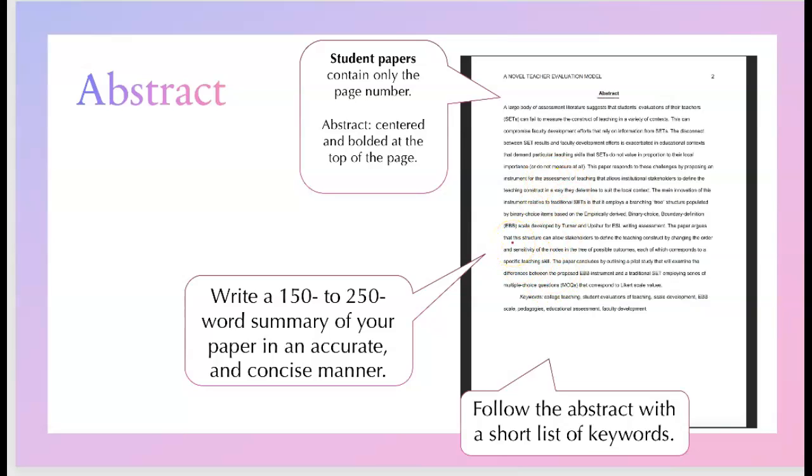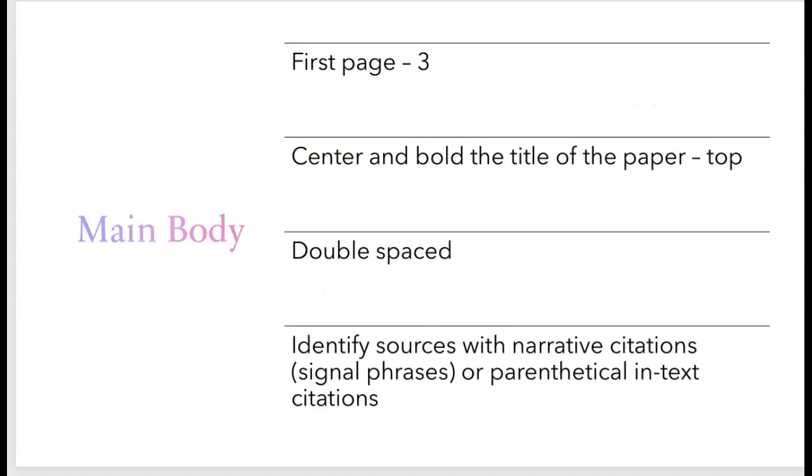But an abstract is essentially a summary of your paper. And usually you tend to write your abstracts after you've written the paper, because it's easier to summarize something that you've written rather than something that you are yet to write. So that is what an abstract is, and that's where it belongs in your paper. So title page, abstract. And then finally, the meat and potatoes of your paper, which is the main body.